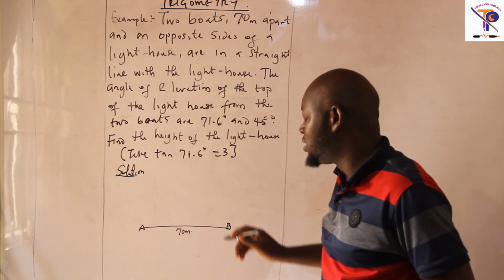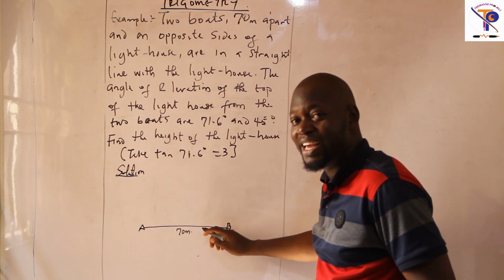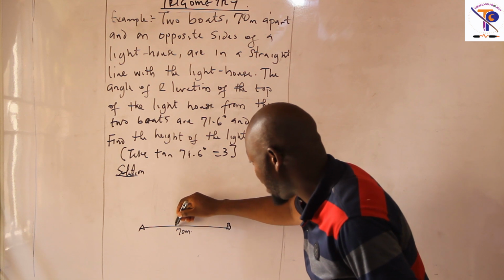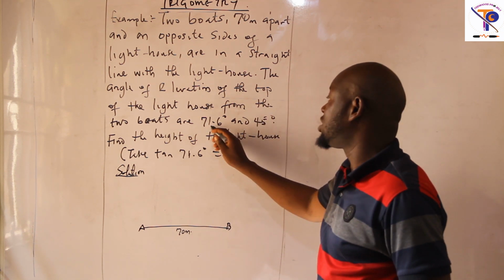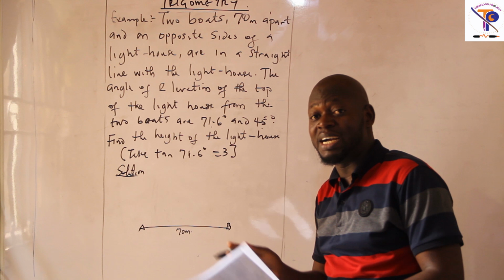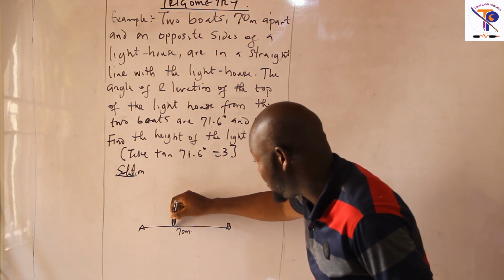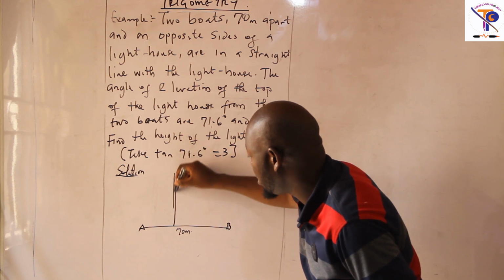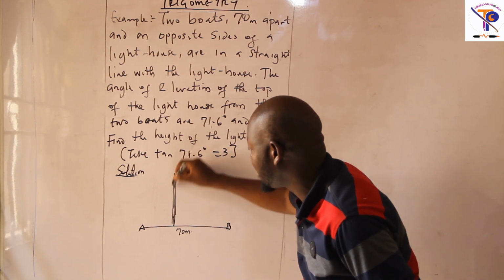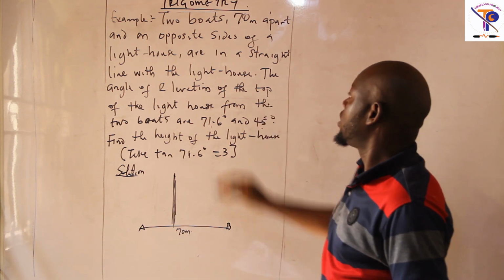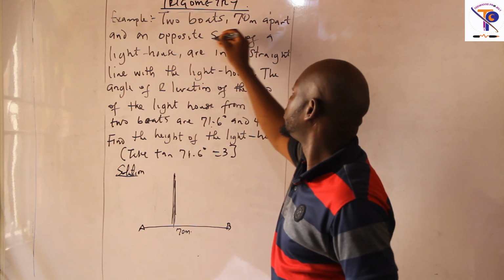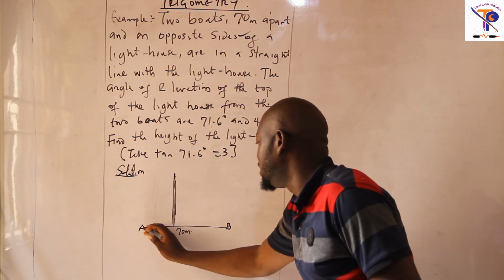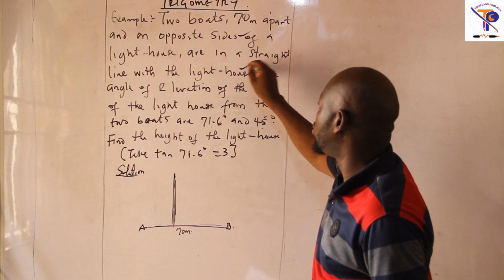Look at this. It means the lighthouse is somewhere here. So a boat will be here, another boat here. Fortunately for us, it is not 45.5, so one is longer than another. So that is what I feel here. So if I have my lighthouse here, I call it lighthouse. So I am done with this: opposite sides of a lighthouse, in a straight line with the lighthouse.